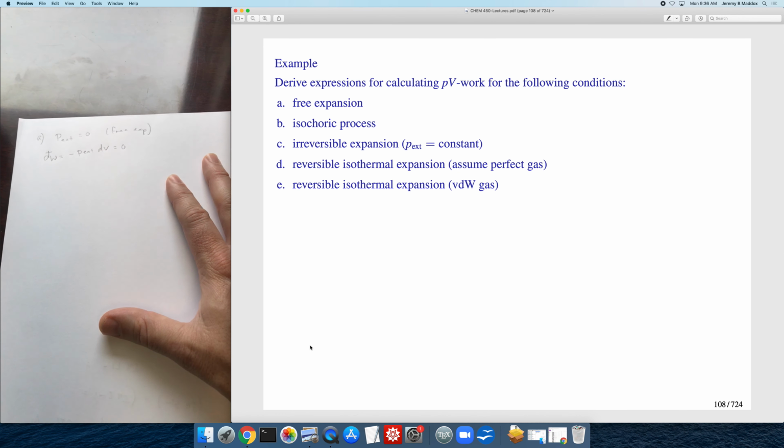The work is just going to be 0 in that case. Okay, so there's no work involved when you expand against an external pressure of 0.